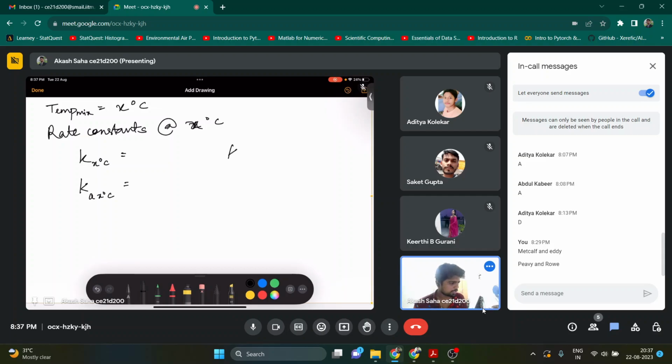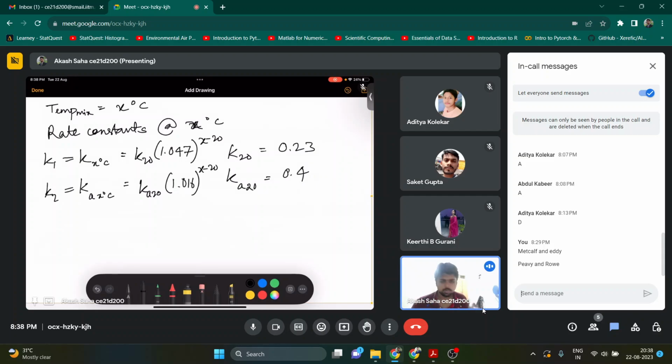Okay, so we know that K20 is equal to 0.03. From that we can find Kx, and K reaeration at 20 is equal to 0.4, as given in the question. So with the help of these values we can find it: K20 into 1.047 to the power x minus 20, and Ka20 into 1.016 to the power x minus 20. Okay, so let this be K1 and let this be K2.